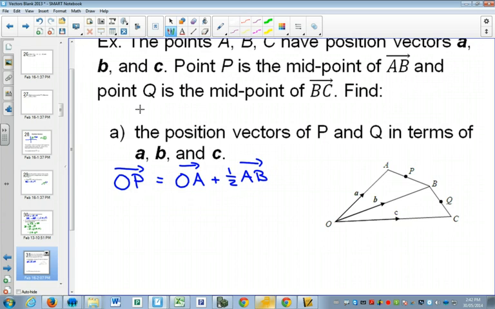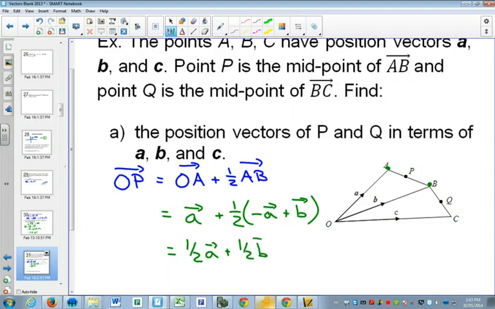So OP is OA plus half AB. And if I want to go from O to A, well, that's easy because that's just vector A, plus 1/2. Now to go from A to B, using only A's and B's, if I'm here at A and I want to get to B, I can do that by going minus A and then adding B. Simplifying this whole expression, that is one way you can get from O to P.